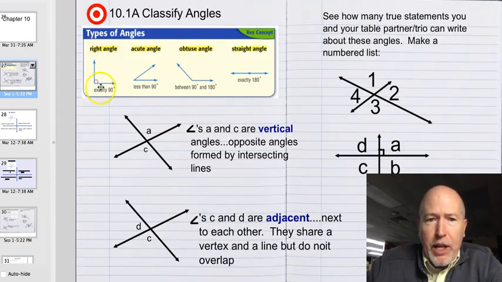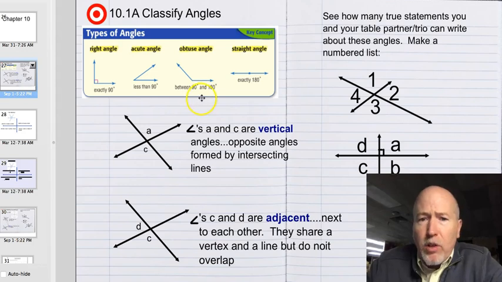Remember, a 90-degree angle is going to be exactly 90 degrees. It'll usually have that little square in the corner. Anything less than that is an acute angle. Don't forget, obtuse angles are those big, ugly angles that are more than 90. And then a straight line angle or a straight angle is 180 degrees or just a straight line. That is really important to remember.